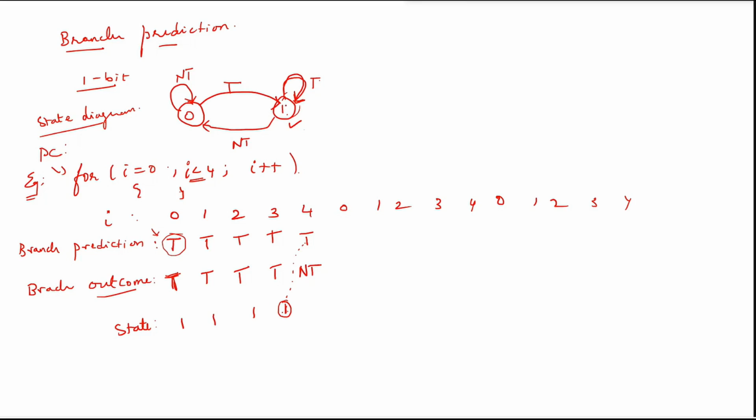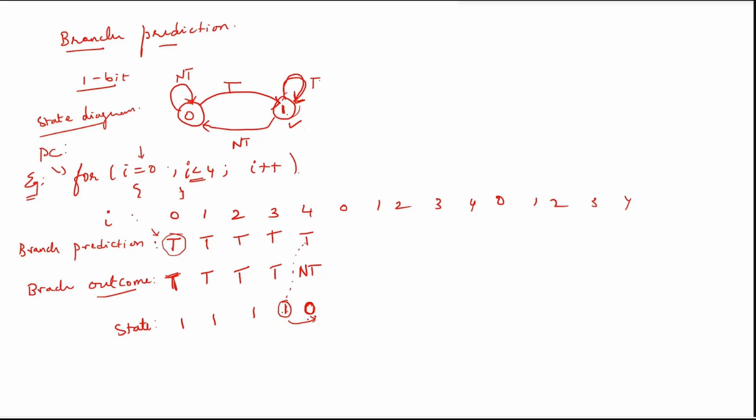So when it is not taken from 1, where does it have to go? It has to go to 0. So the state transition happens from 1 to 0. Now the prediction is that it is not taken. So now again i comes as 0. Assume that the next time it's going to run.